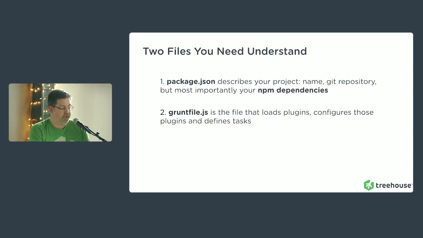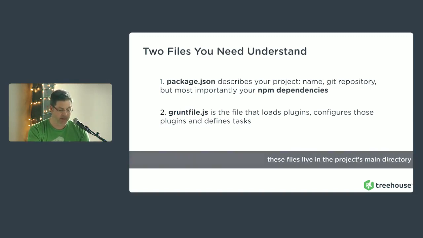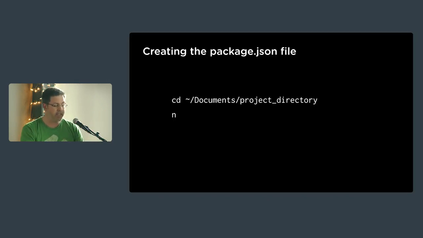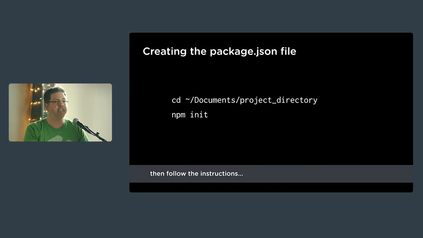The second file that you're going to have to create is the Grunt file, gruntfile.js. And this is the thing that mostly you're going to write all this stuff. This is what loads plugins, it configures those plugins, it defines the tasks, and basically sets up how you want Grunt to run. So gruntfile.js is extremely important. Okay. And these two files live inside your project's main directory. So creating the package.json file, you could literally have a text editor and just create a new file called package.json and write some JSON, and it's kind of complex, and there's all this weird stuff, and you could mess it up. So don't do that.